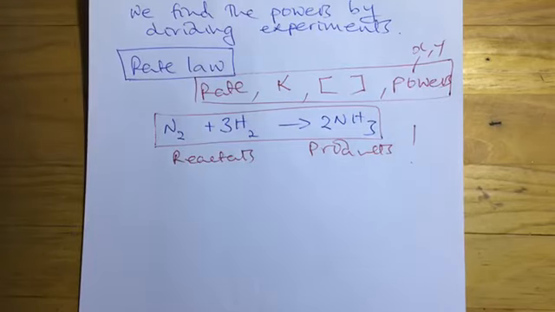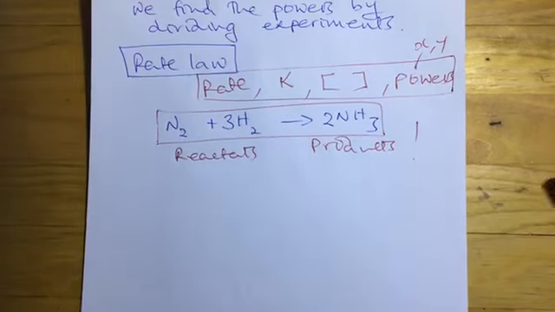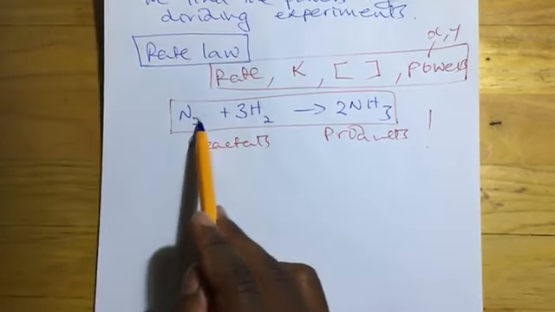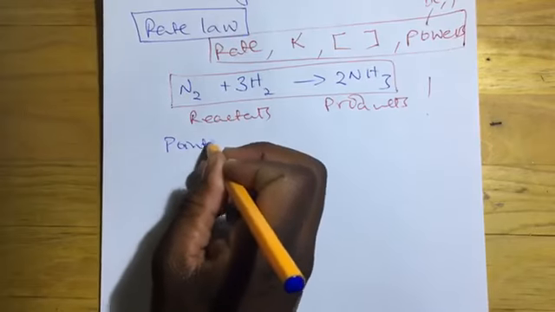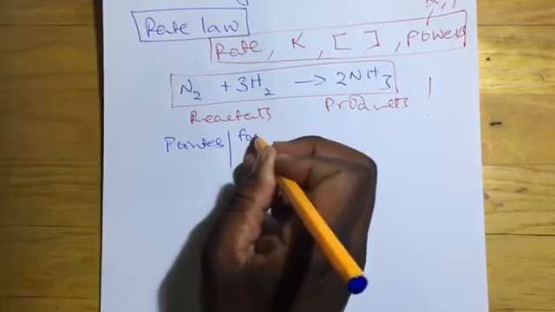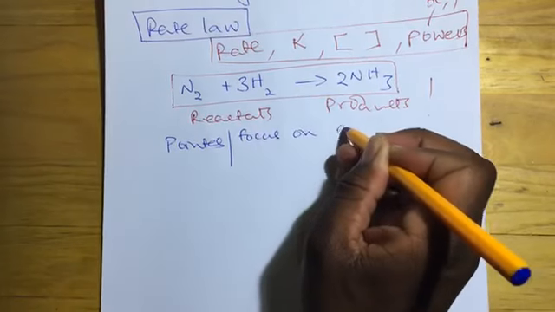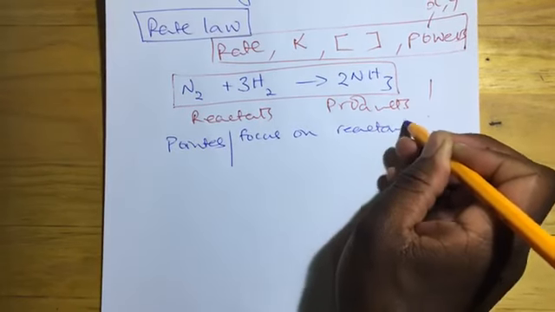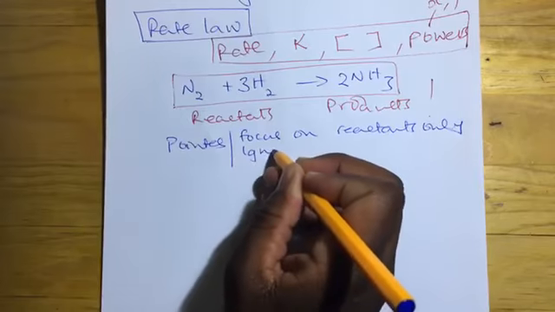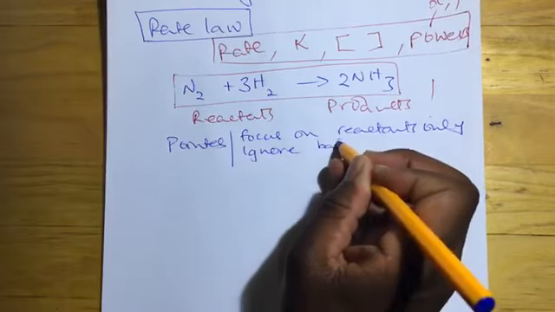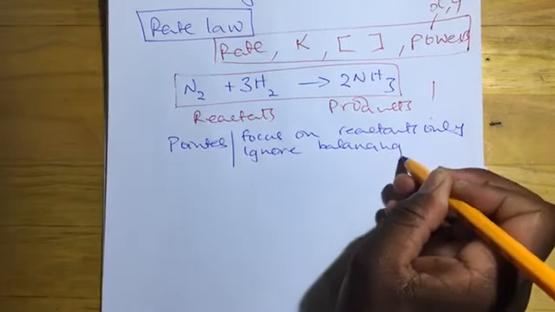So the rate law is interested in reactants. Excellent. So we have two reactants. Let me just put some pointers. Focus on reactants only. Next pointer, ignore balancing numbers.